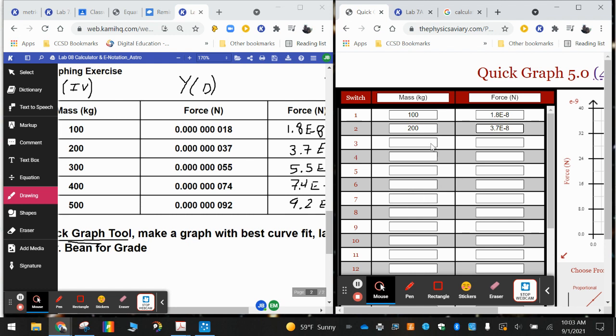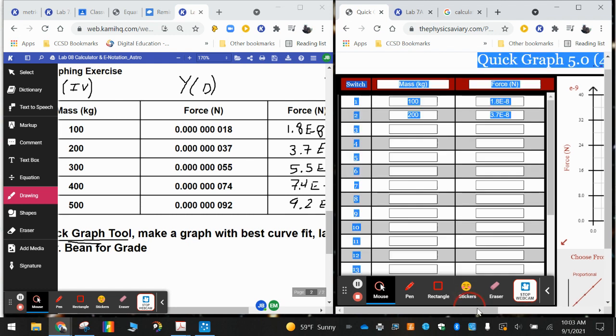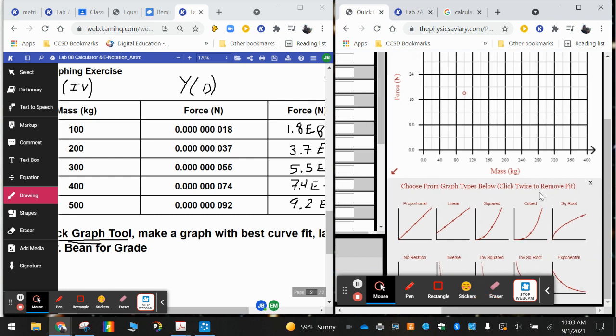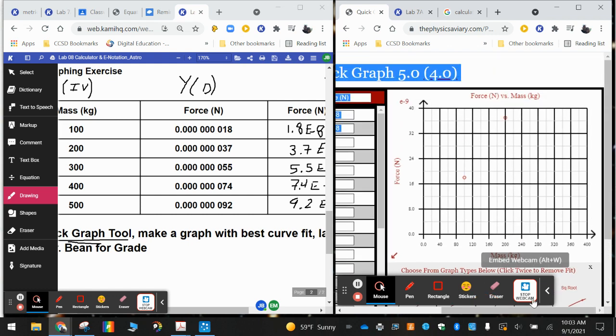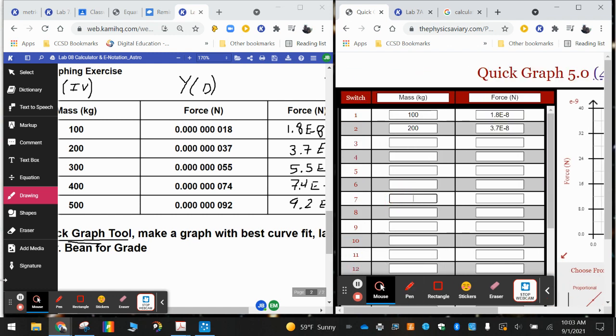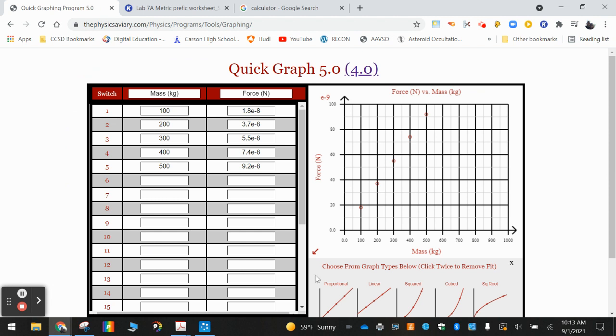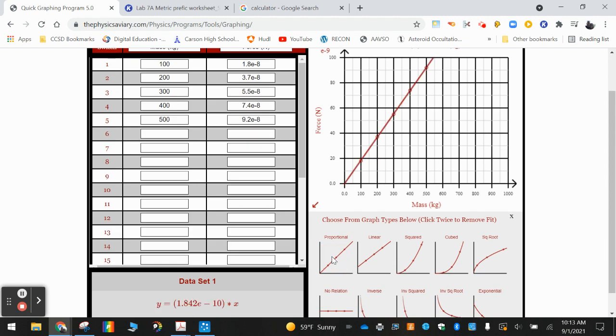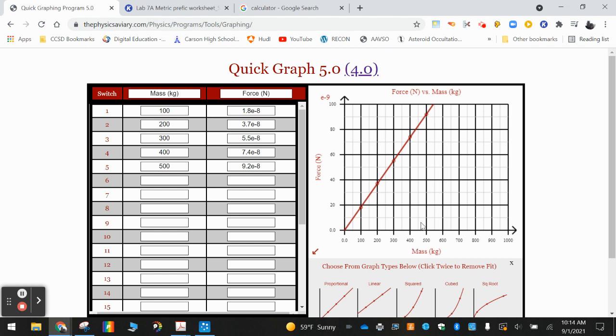Go ahead and fill this out, make your graph, and choose the best curve fit and see what you think. I'll let you guys work on this and we'll check our answers in a few moments. All right, class. When I get all the points in, it should look like this. If I drew a line through here, it looks like it's going to go through the origin, so I choose proportional. And there's my graph. I need to screenshot this, put it into the box, and submit it for credit.